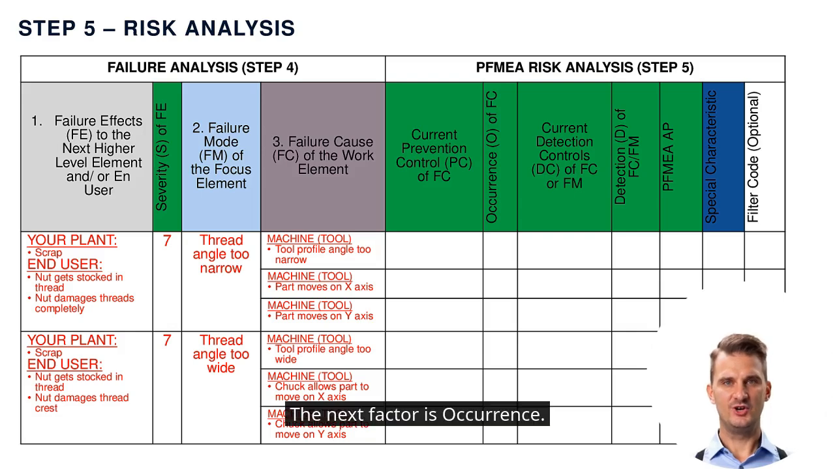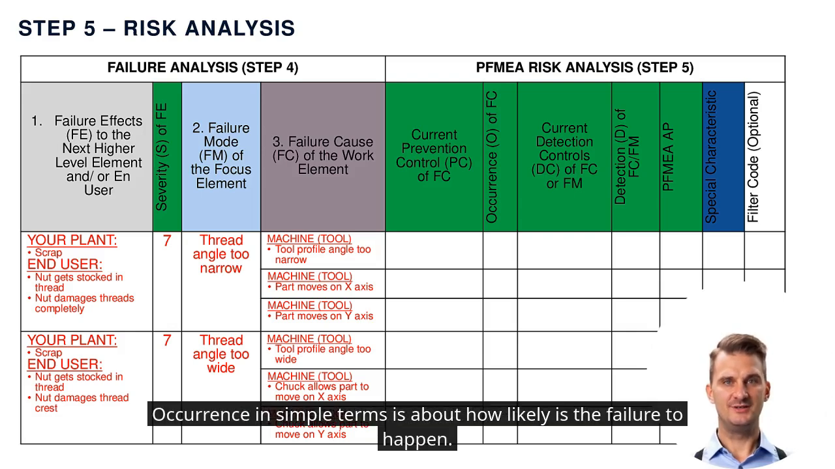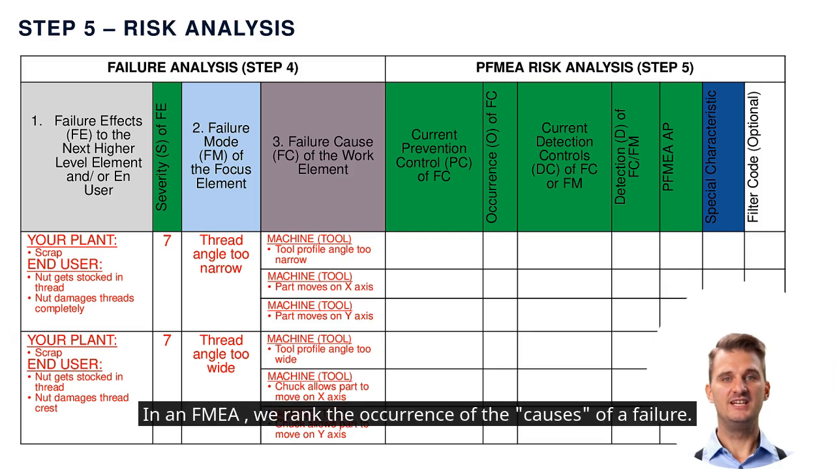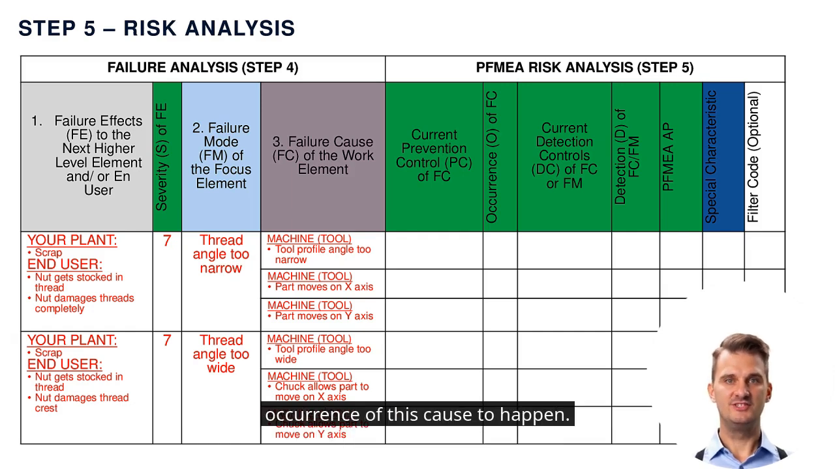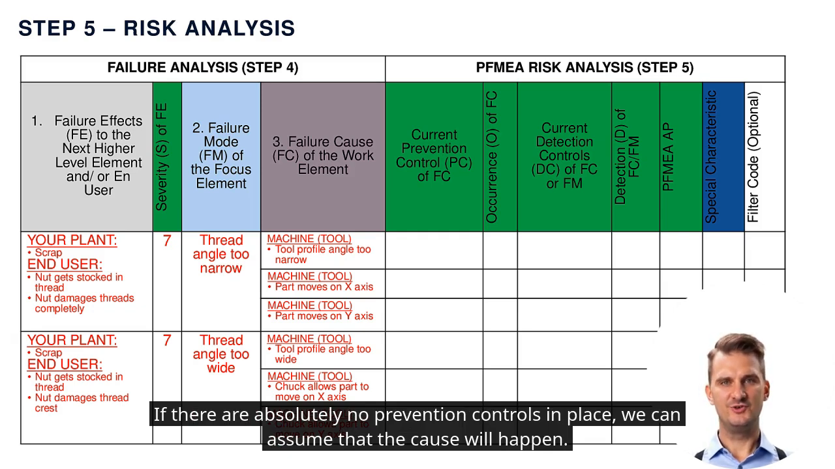The next factor is occurrence. Occurrence in simple terms is about how likely the failure is to happen, its likelihood. In an FMEA, we rank the occurrence of the causes of a failure. To do this, we first need to identify prevention controls currently in place that could be reducing the occurrence of this cause. If there are absolutely no prevention controls in place, we can assume that the cause will happen.